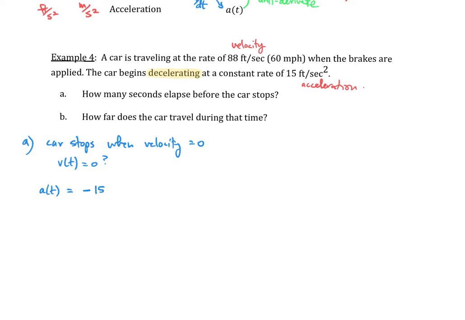Then if I want to find the velocity function, it is just going to be equal to the antiderivative of the acceleration function with respect to t, and that's going to be equal to the antiderivative of negative 15 dt. So when I calculate with that antiderivative, that's going to be negative 15t plus some constant. So the natural question to ask is, what is the value of this constant?